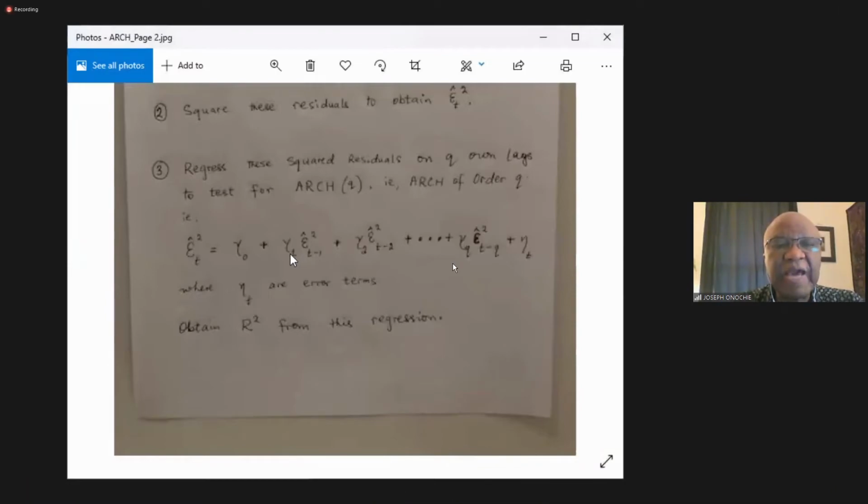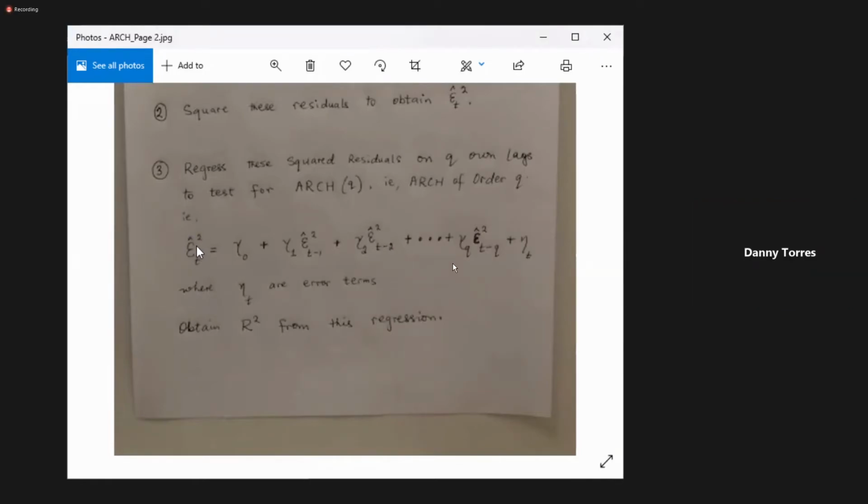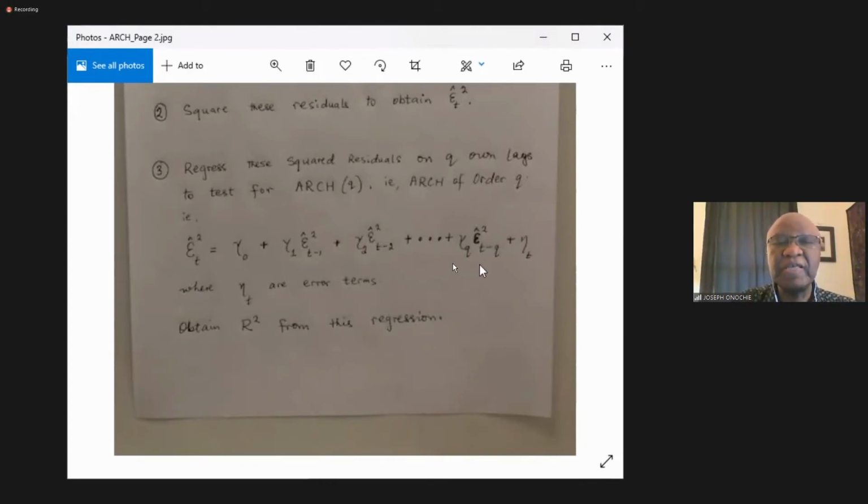Somebody talk to me. If gamma 1, gamma 2, gamma 3, and all of these are really 0, but I run this regression, what will my R squared be? My R squared should be very small. Is that correct? My R squared should tell me that none of these things, individually and collectively, none of them determines the left-hand side. Correct. So if I run this equation using OLS, and the R squared is 0.